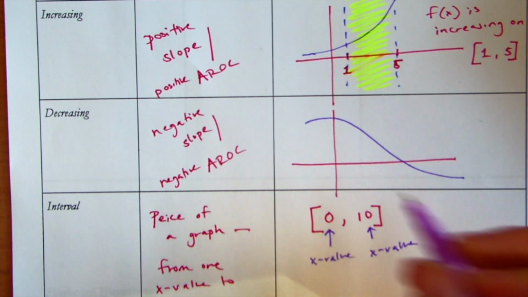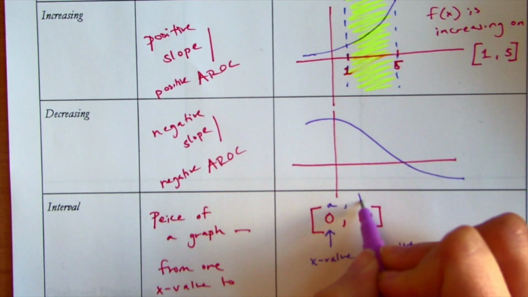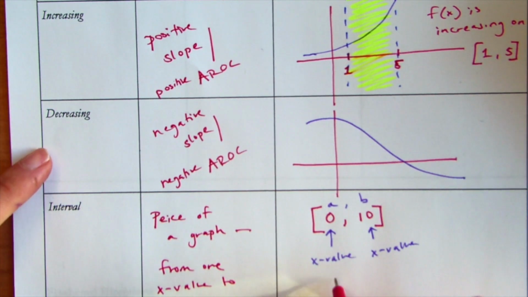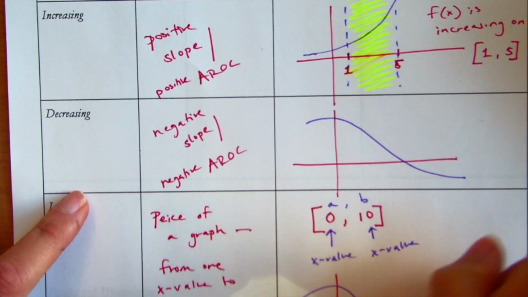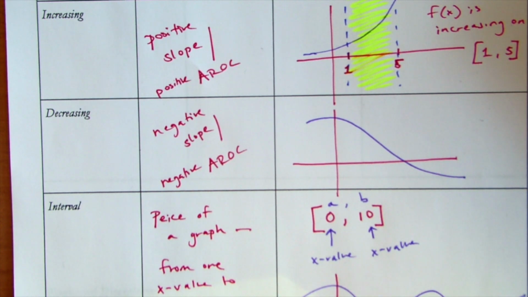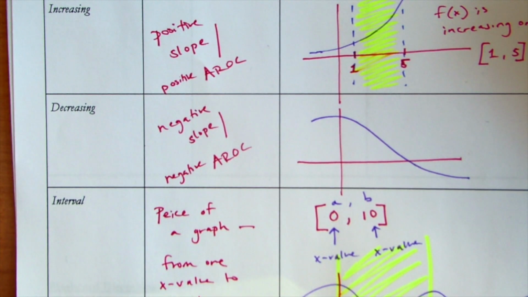Sometimes we call the first x value A and the second x value B, which we'll do in a later problem. And on a graph, that would look like, say the graph looked like that. If we were looking at the interval 0 to 10, we'd find 0 and 10 on our x-axis, and then we'd only look at this interval, or this piece of the graph. That's going to become very important next unit. This unit was just kind of an introduction.